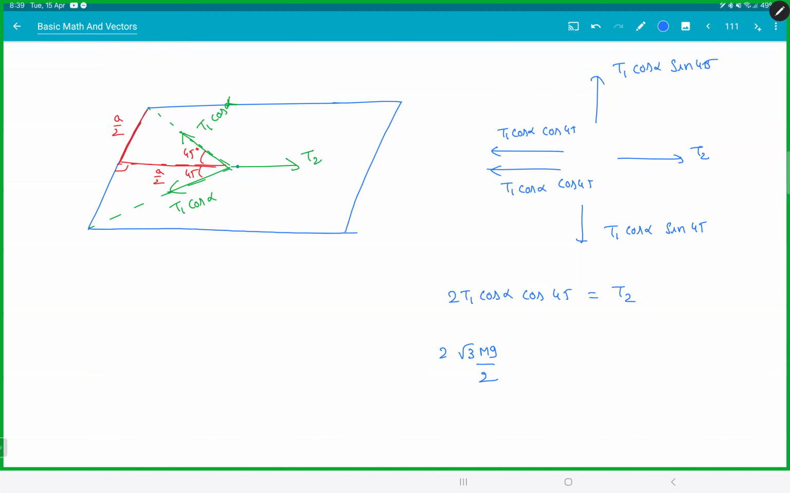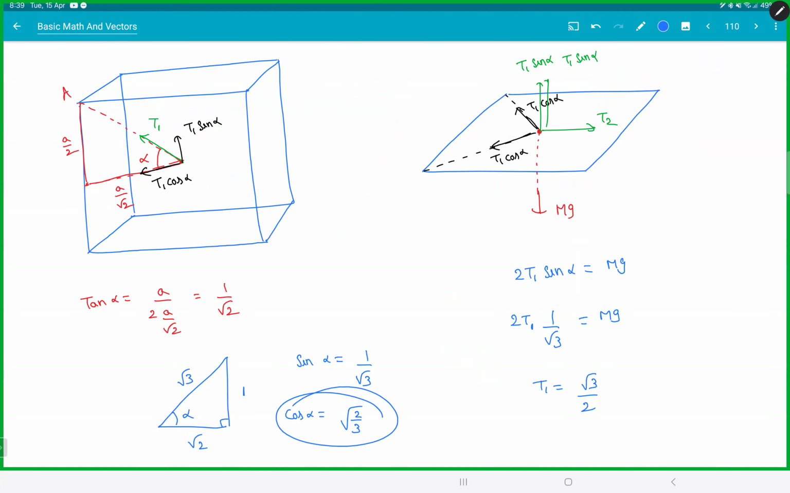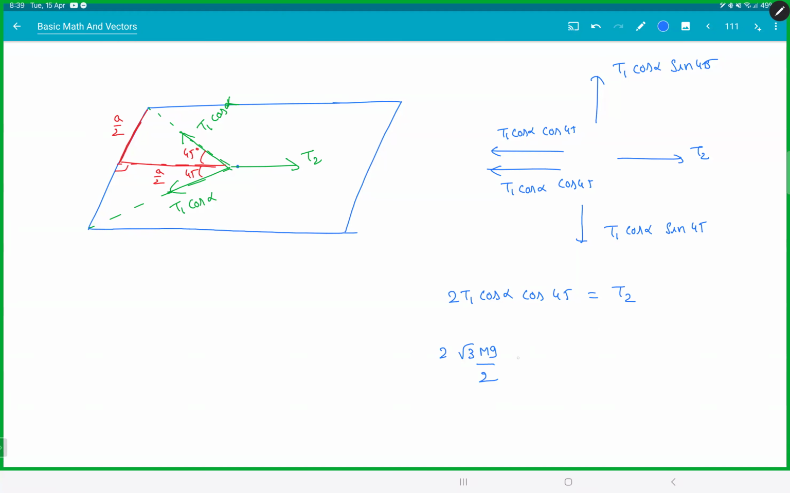And what is cos alpha? Cos alpha is root 2 by 3. Cos 45, 1 by root 2. Root 2 will cancel, 2 will cancel. I'll get T2 is equal to mg.